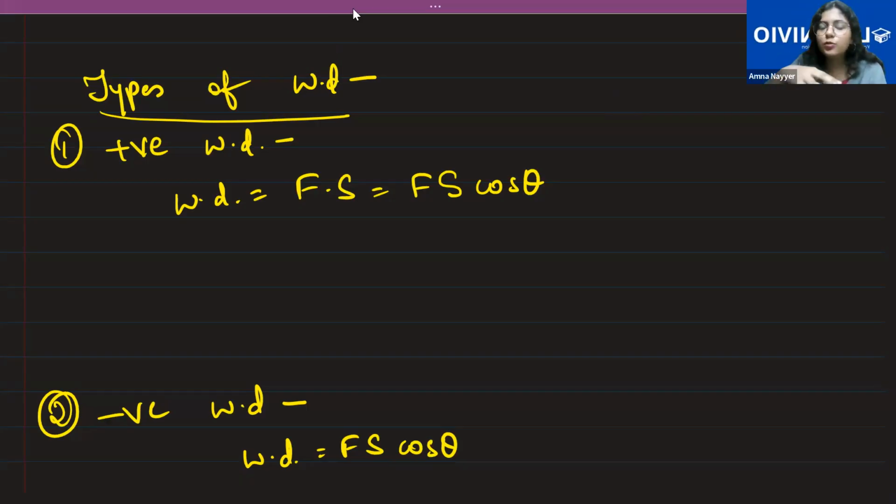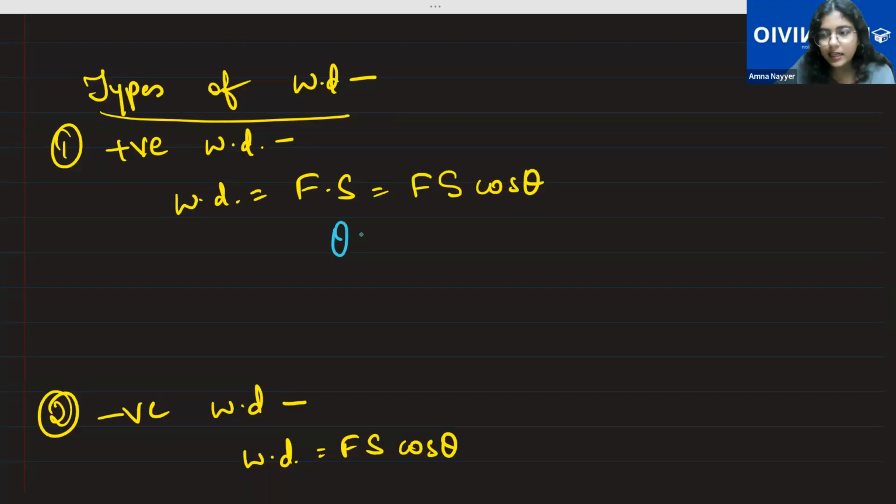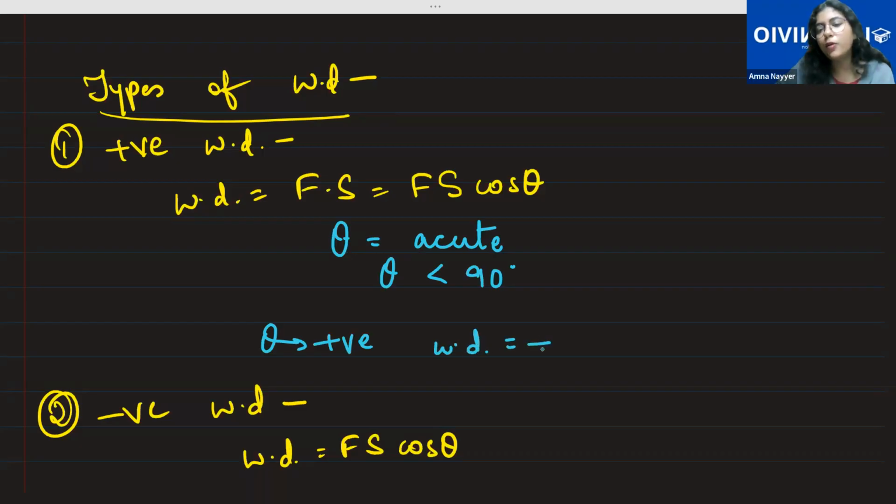So how do we have work done as positive or negative? If theta is acute, meaning the angle is less than 90 degrees, then cos theta will be positive. So work done will come out to be positive. That's what positive work done is. It tells that force and displacement are at an angle less than 90 degrees.